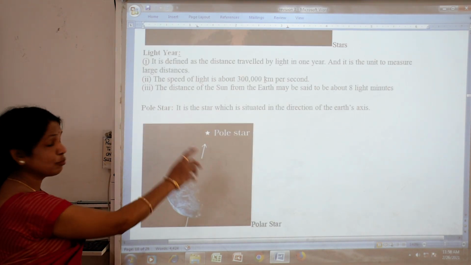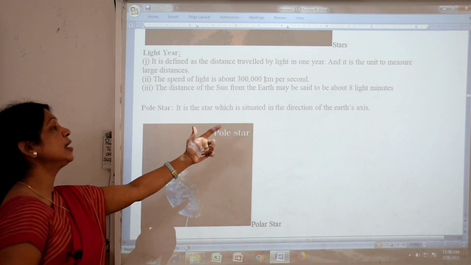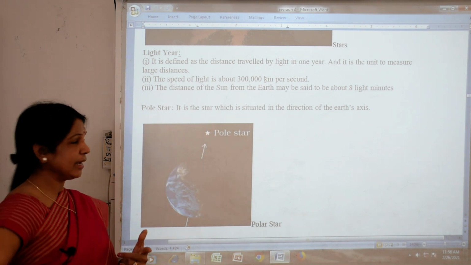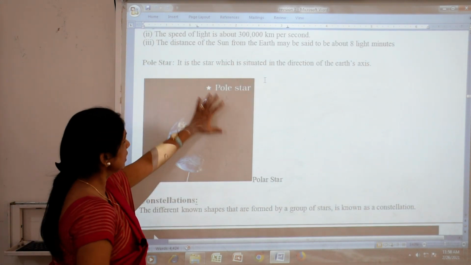Pole star, what is the pole star? It is the star which is situated in the direction of the Earth's axis. That is the pole star, and this is the picture of the pole star.